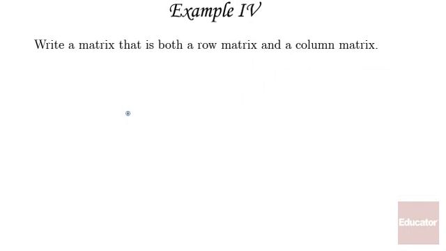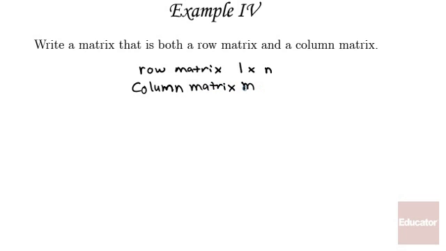Example 4. Write a matrix that is both a row matrix and a column matrix. Recall that a row matrix has 1 row and then some number of columns. A column matrix has some number of rows, but only 1 column. Putting this together, if it's both a row and a column matrix, that means that the rows are going to be 1, and the columns are also going to be 1. So this is a 1 by 1 matrix that they're asking for.